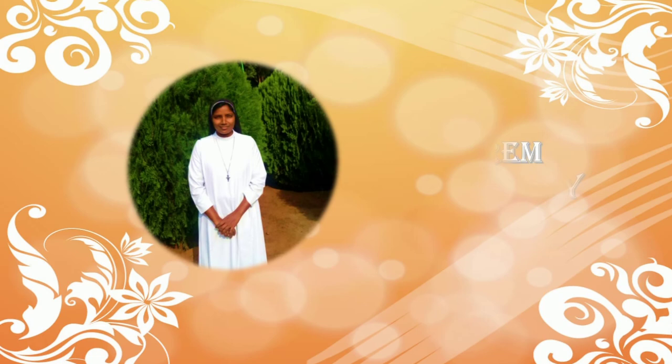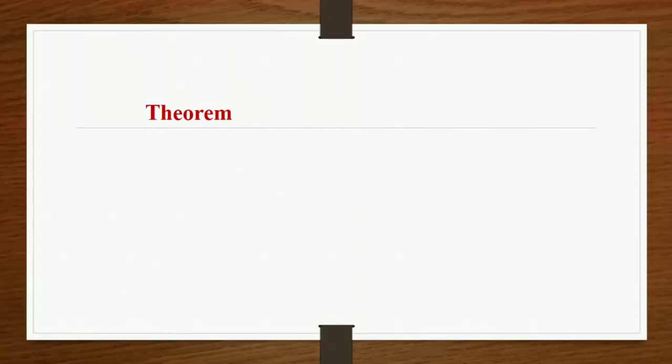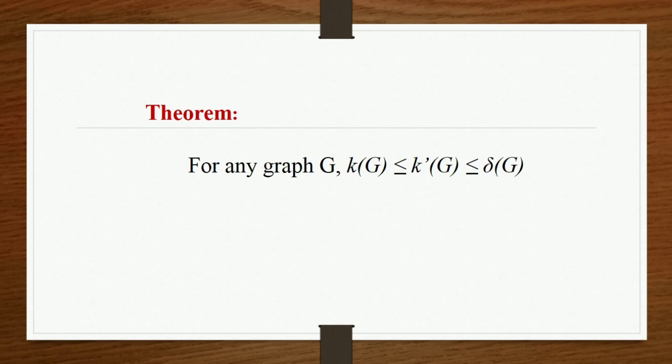In this video, we are going to see a theorem on connectivity in graph theory. The statement of the theorem is: for any graph G, κ is less than or equal to κ', which is less than or equal to δ. To prove the theorem, let us see the following definitions.